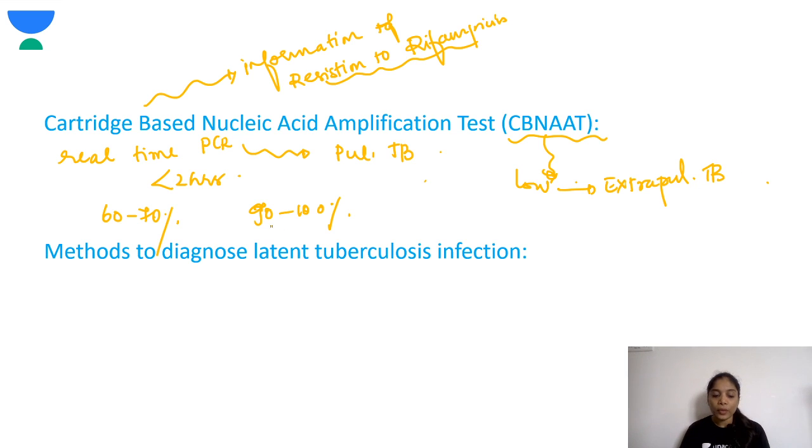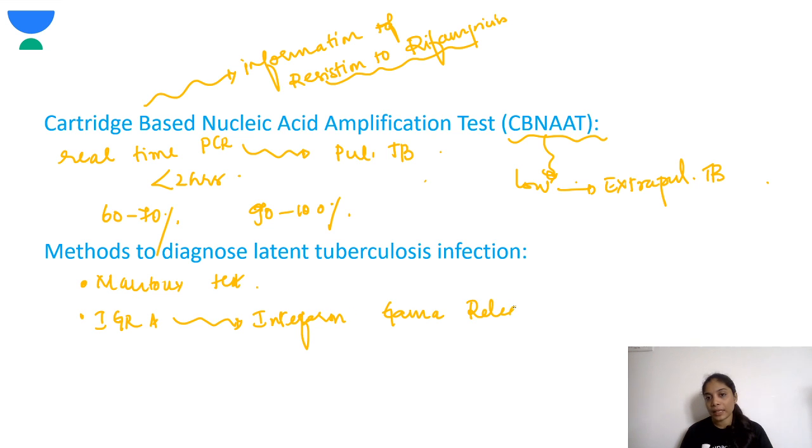Next, if there is any latent infection, what are the methods you can use to diagnose a latent tuberculosis infection? For a long time, only the Mantoux test was done. Now there is another new test called the IGRA, that is the interferon gamma releasing assay. Now in this there are two types.